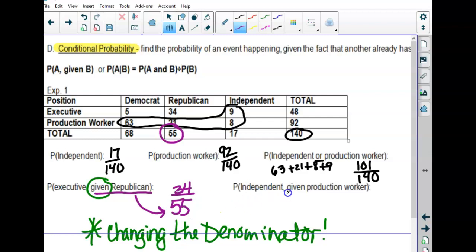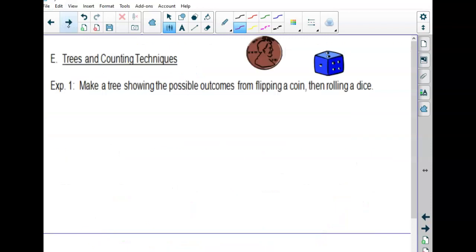All right. Independent, given a production worker. So given a production worker means the denominator is what? 92. And independent was 8. And that would reduce, but again, for your notes, I think it's better to just know where it came from. We feeling okay? You're going to be able to look back at your notes and understand, because those are on today's Delta Math for sure. All right.